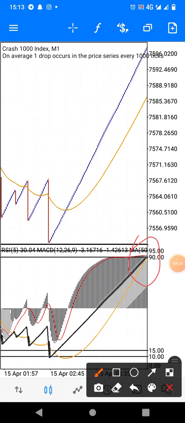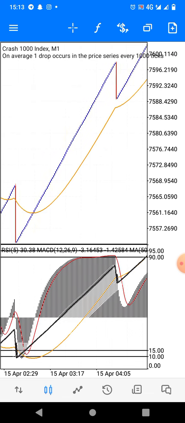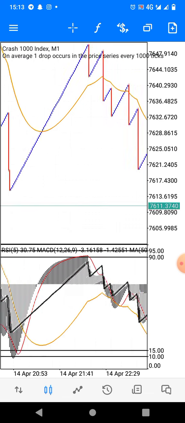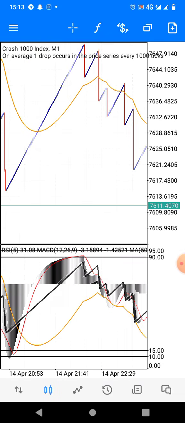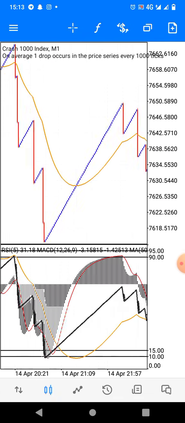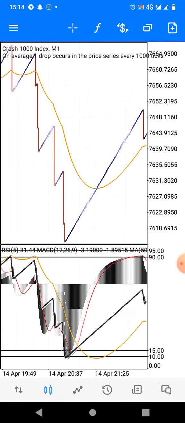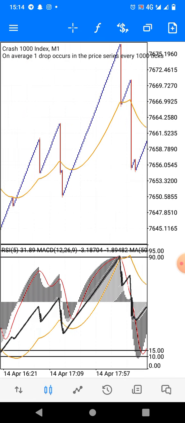So right here, what happens? The conditions were met and there was a spike to the downside. Because that trend was strong and it was up, the spike wasn't too long. And even here again, depending on the screen position, that was another opportunity, guys.